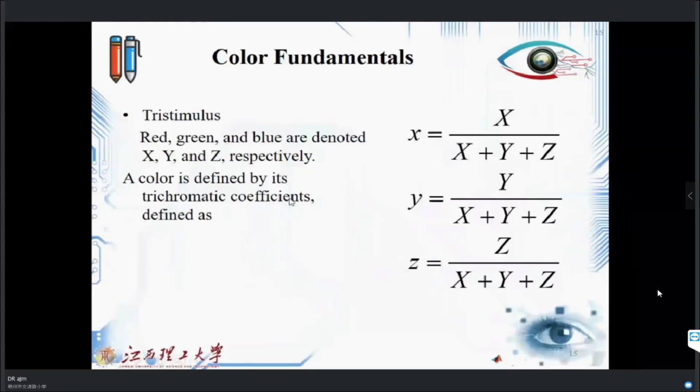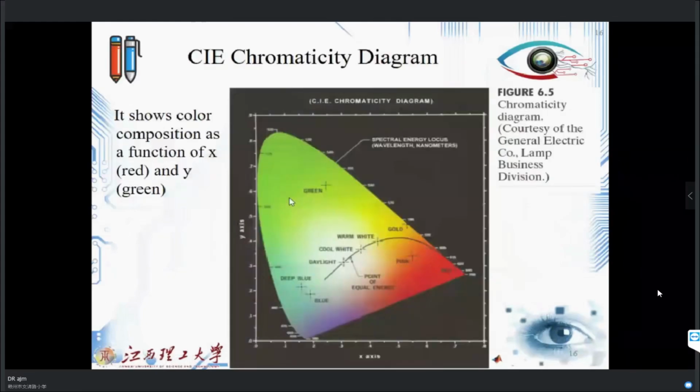Then, based on the CIE chromaticity diagram, as we showed, it shows the color composition as a function of X as the red, Y as the green, Z as the blue. We can have it like this, and the X-axis and Y-axis can show different color ranges for us. This is the diagram which shows the different colors based on CIE.